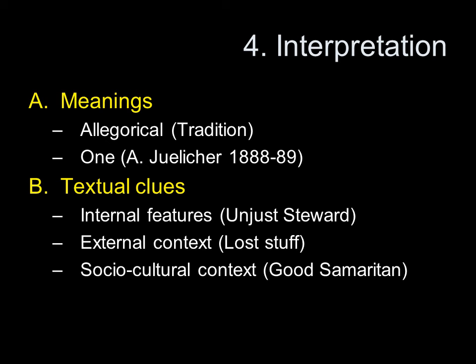The external context, if you look in Luke 15, there's a whole series of parables on lost things. There's a lost coin, there's a lost sheep, and then there's the lost son, or the prodigal son. The context of these three parables in Luke 15 helps us to see the overall picture of God's graciousness of seeking out lost things and the cause for celebration when things are found. Finally, we have to look at the social context.